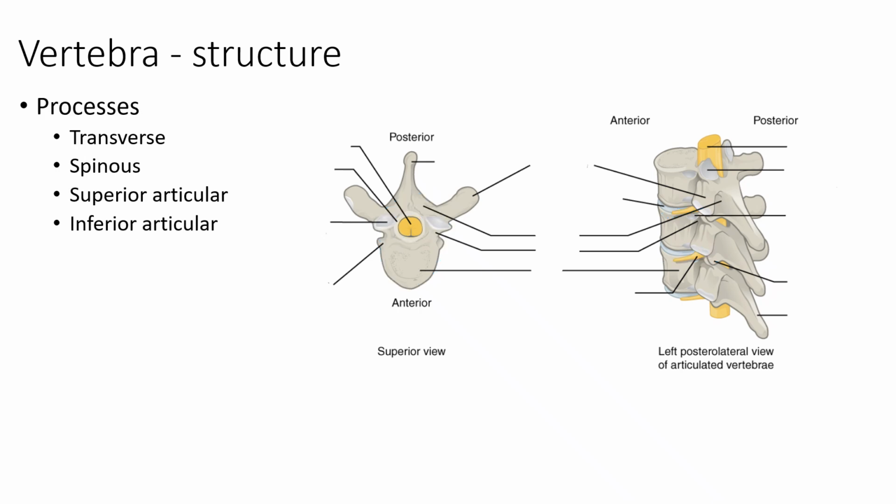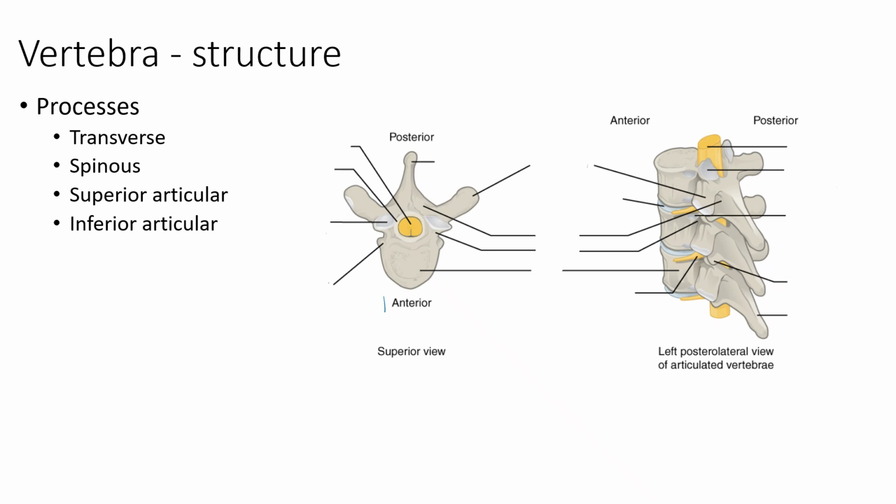Now, all of your processes are like the spiky things that come off of the bone. Whenever you see the word process in anatomy, it's going to be a pointy, spiky, jutting out thing. So in this case, your vertebrae have a bunch of processes, and they're all going to be named after either what they're shaped like or what they do. So first, you have transverse processes. Take a minute and look at these pictures and try to think of what the transverse processes would be.